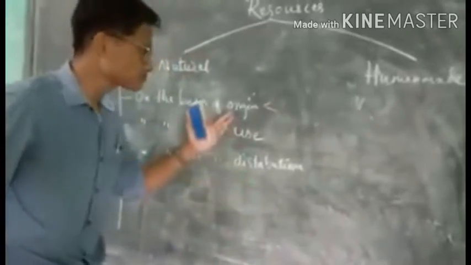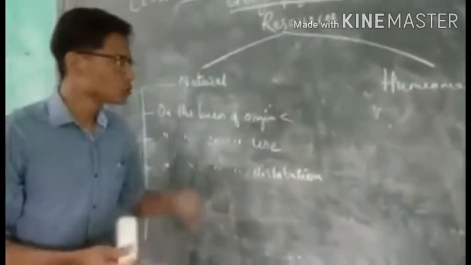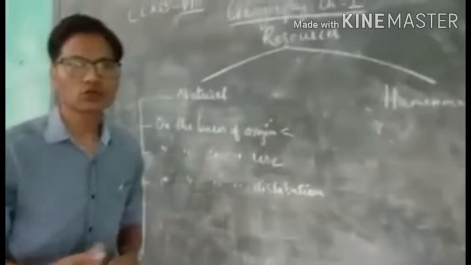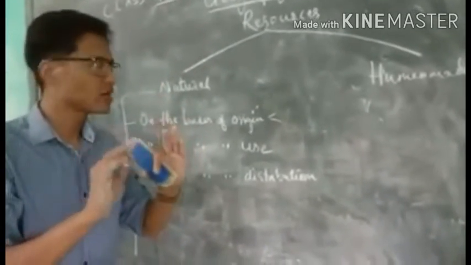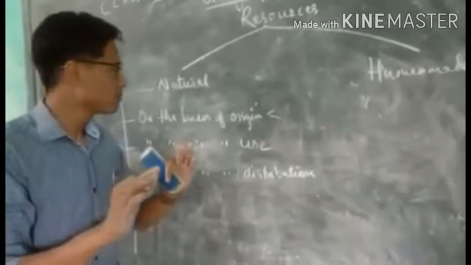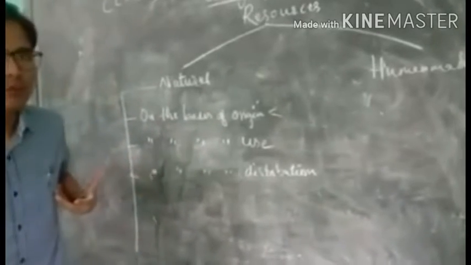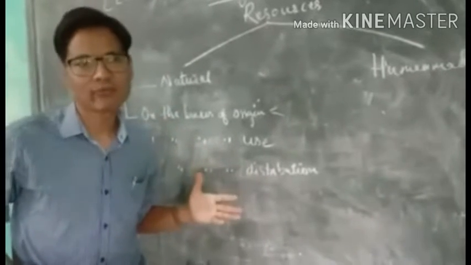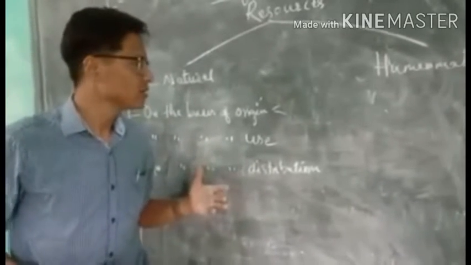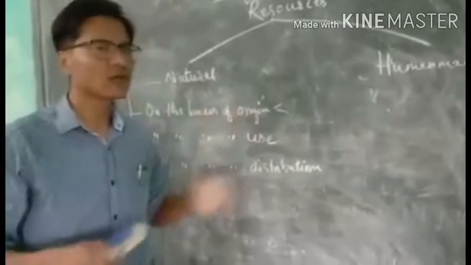Origin means the start. So biotic and abiotic. Biotic resources are those which have life in them. For example, even human beings, even the wildlife, the animals, the birds. So biotic means it has life in it.